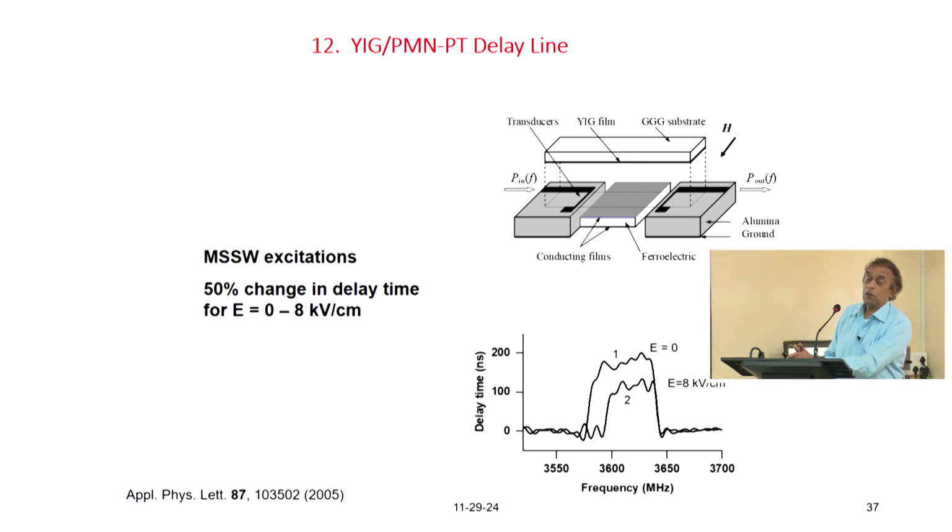These are not ferromagnetic resonance, they are called magnetostatic surface waves. So, just take it for granted that they come in and you have the waves over a certain frequency range, and when you apply an electric field, the time it takes to propagate through the YIG film can be controlled. So, as you see here, you have the control with an electric field. Under 0 electric field, the time delay will be around 200 nanoseconds. When you apply an electric field of 8 kilovolts per centimeter, it comes down to 100 for this particular frequency. So, that is how these can be useful.